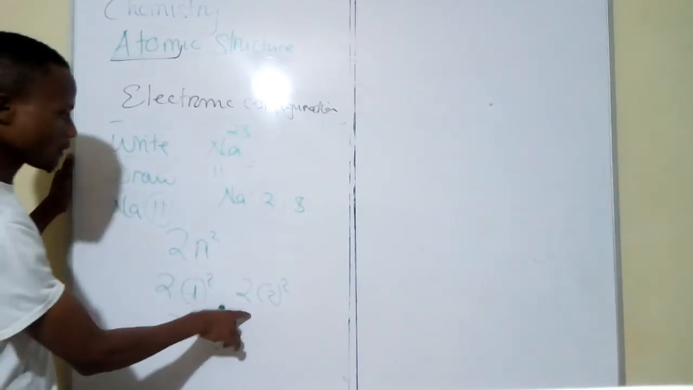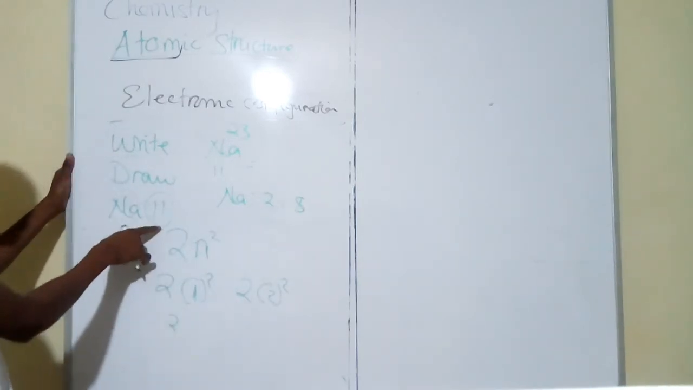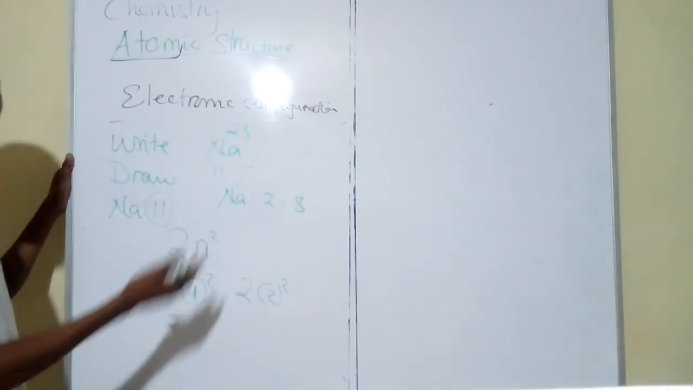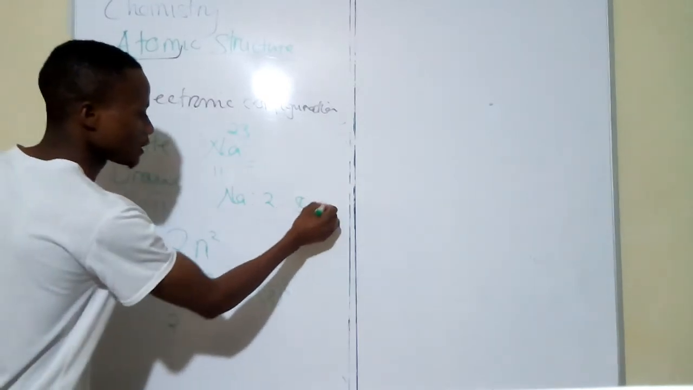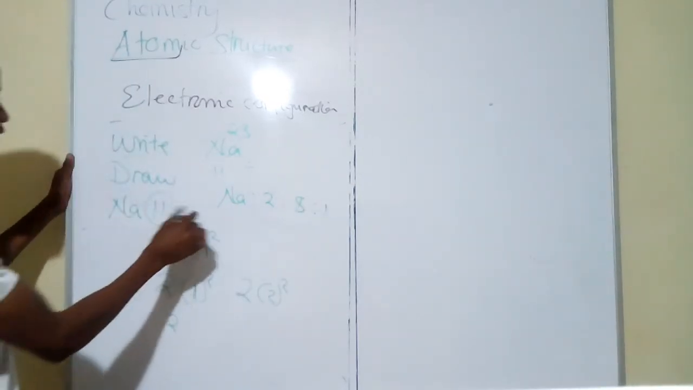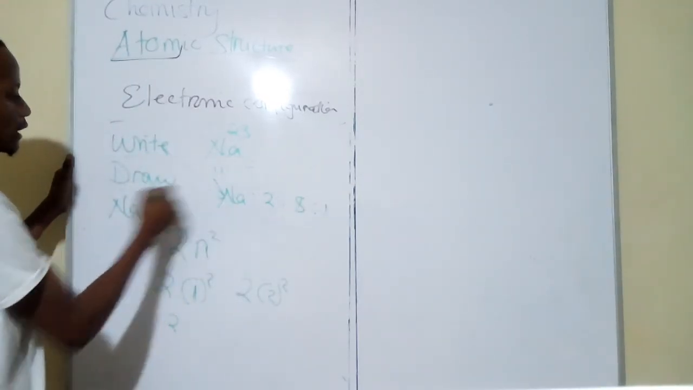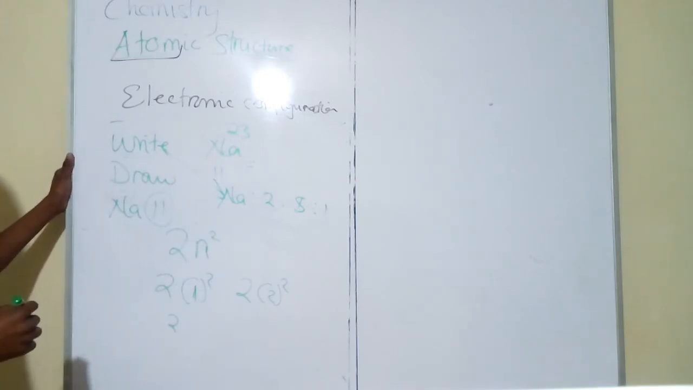If you use the same formula for the next shell, it will exceed 11. We have remained with 1. So we have no choice but to write the same 1. So this is writing the electronic configuration of sodium.